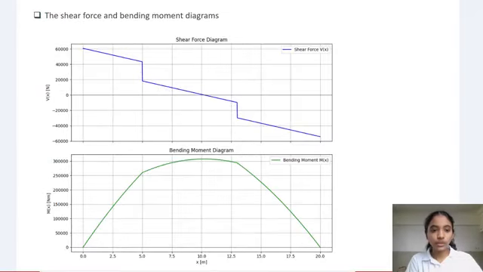For these forces, we have drawn the shear force and bending moment diagrams. The diagram above is the shear force and the diagram below is the bending moment. The shear force diagram is from here to here, and the shear force becomes negative at the end points, and the bending moment diagram is given here.